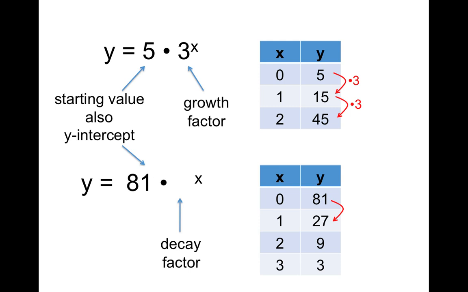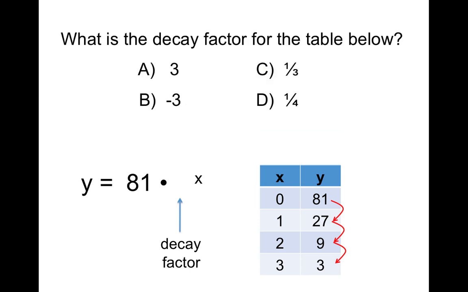81 times something is 27. 27 times something is 9. 9 times something is 3. What would we have to multiply by every time to get the next value? What is the decay factor in the table? The decay factor is 1/3.